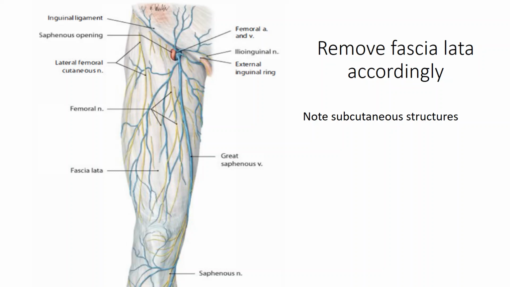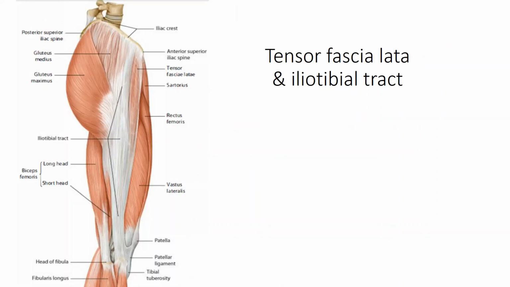Later on we remove this fascia, as we have removed the skin, in a similar fashion. Before that, we know the subcutaneous vessels, the veins as well as the subcutaneous artery, and the cutaneous nerves. We have already discussed this, so we'll go to the next portion.